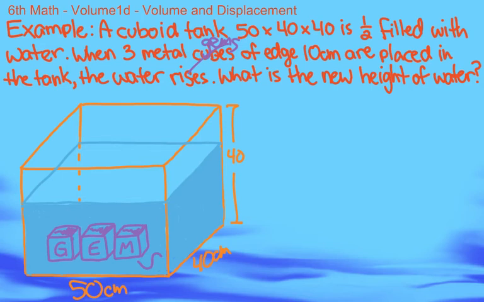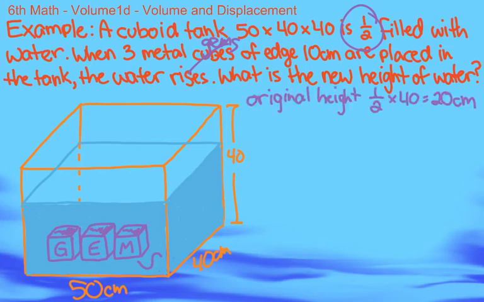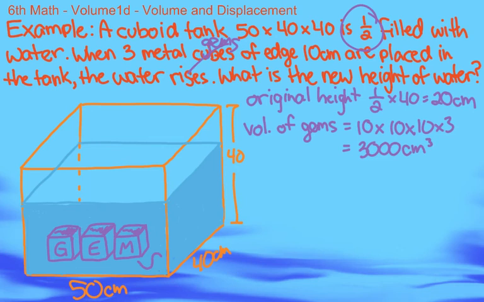I'm a little annoyed by this question because of this half-filled thing. So I want to do the original height real quick. I just calculate what the original height is because it's half of 40. Like I said, my picture's off. So just take that 40 and divide it by 2, which is 20. Now I want to find out the volume of those cubes, those gems. So I'll do 10 times 10 times 10, and then times 3, because I have 3 of them. So that's equal to 3,000 centimeters cubed.